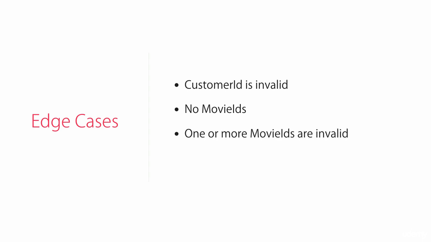Now let's think of the edge cases. What are possible edge cases here? We have 4 edge cases. Customer ID is invalid. We don't have any movies in our DTO, so the list is empty. 1 or more movie IDs are invalid. And finally, 1 or more movies are not available.